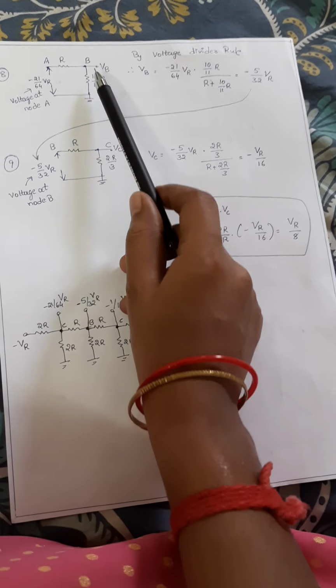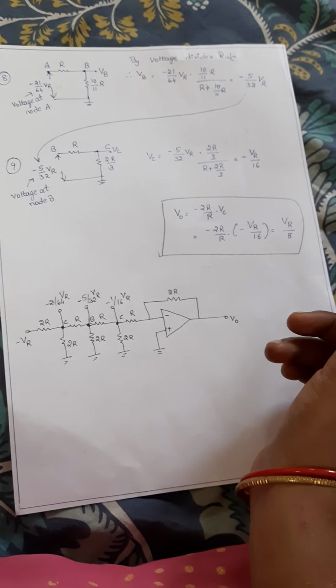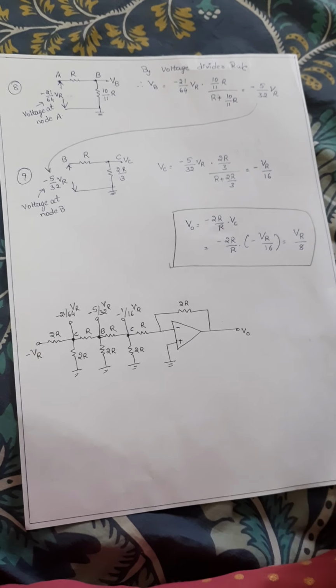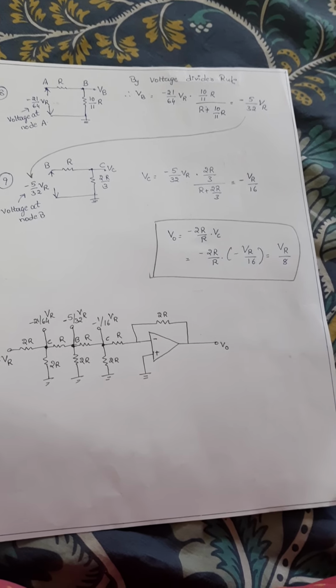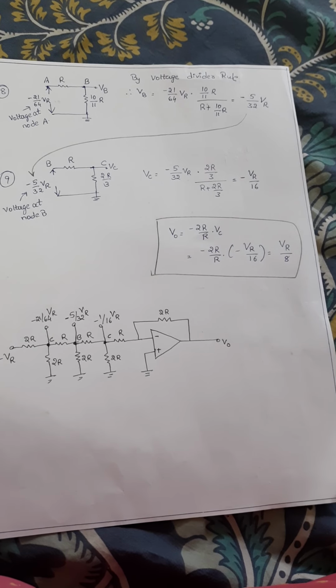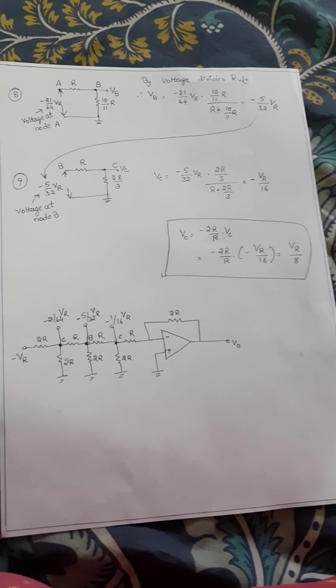So now to calculate the voltage, apply the voltage divider rule the same way. VB is equal to the voltage minus 21 by 64 VR into opposite resistance, which is 10 by 11 R, divided by total resistance. So it becomes minus 5 by 32 VR.